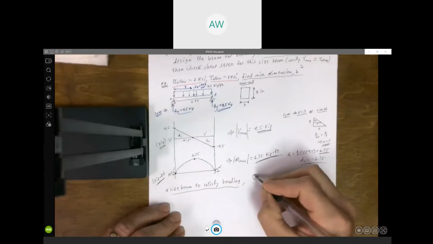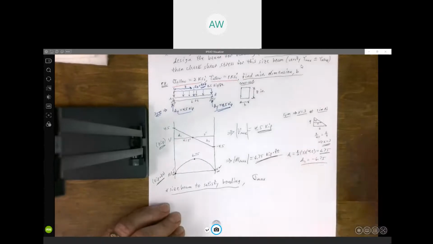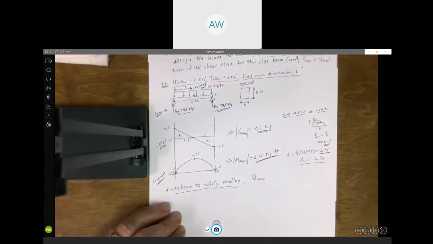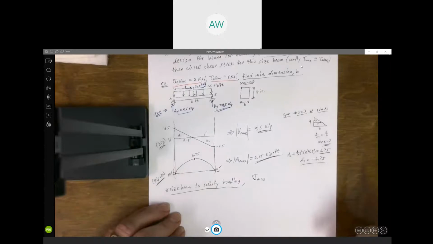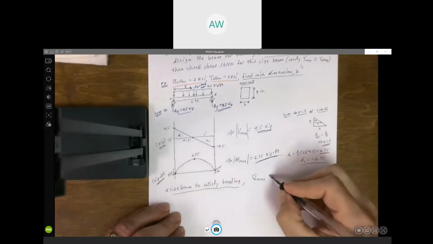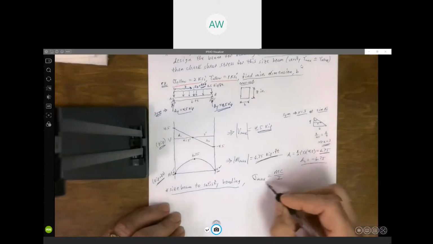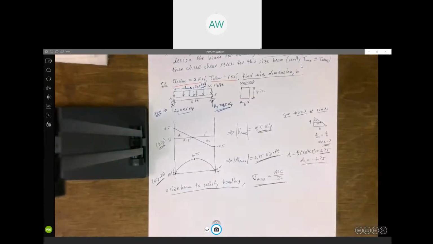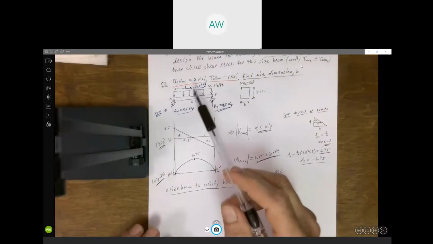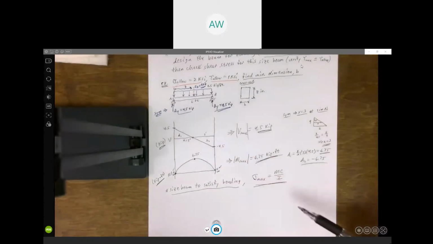Remember in chapter 6, in general it was minus My over I, but here we're just looking for largest magnitudes. You want to use that formula Mc over I. That was the formula for the maximum bending stress. So what we're going to do is set this maximum bending stress equal to our allowable, and we're going to solve for b, the dimension there.